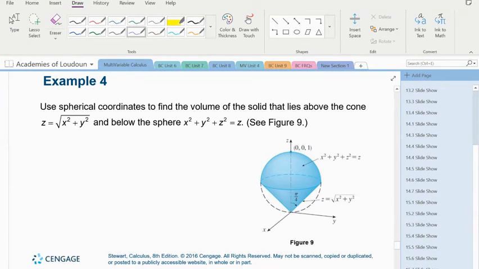So in example 4, we are going to use spherical coordinates to find the volume of the solid that lies above the cone given by z is equal to the square root of x squared plus y squared, and below the sphere defined by x squared plus y squared plus z squared is equal to z, as shown in figure 9. So we know that the sphere is going to pass through the origin and will have center 0, 0, 1/2.